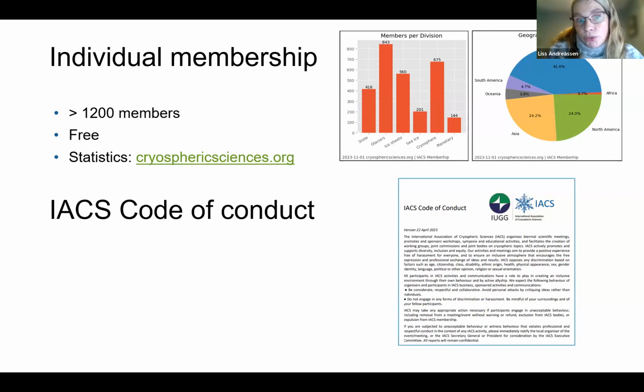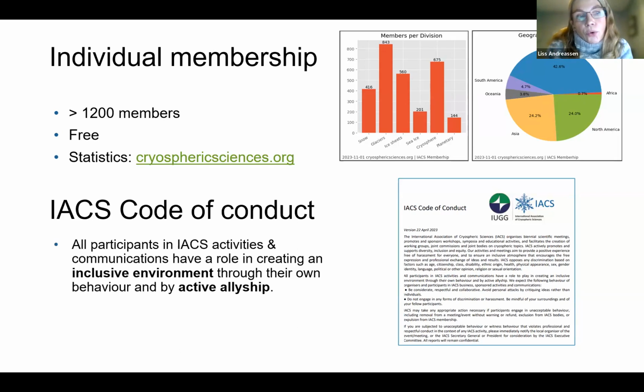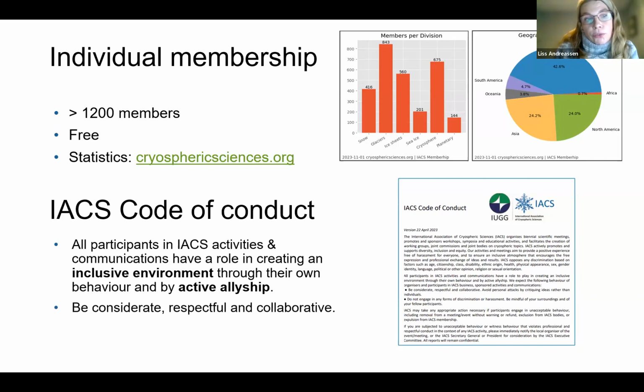IACS also have a code of conduct. So all participants in IACS activities and communication have a role in creating an inclusive environment through their own behavior and by active allyship. You can find this code of conduct on our homepage. So we urge our members to be considerate, respectful, and collaborating, and critiquing ideas rather than individuals.